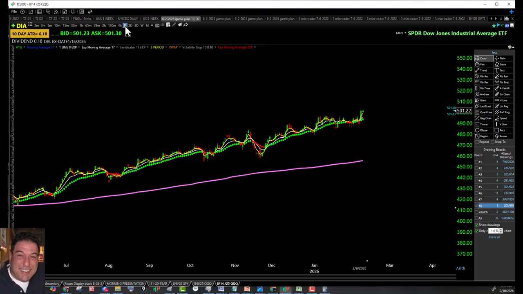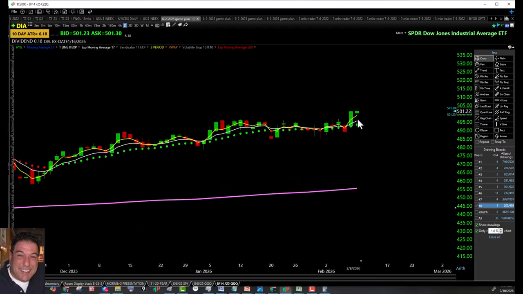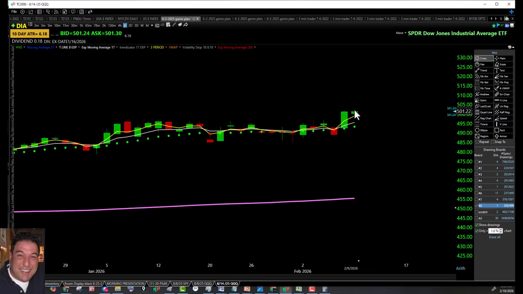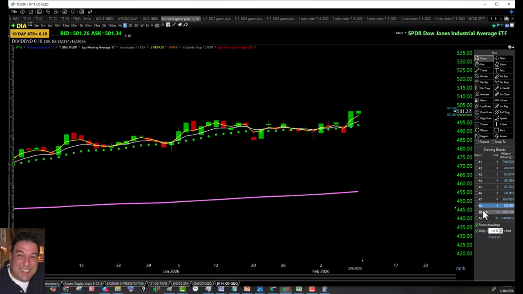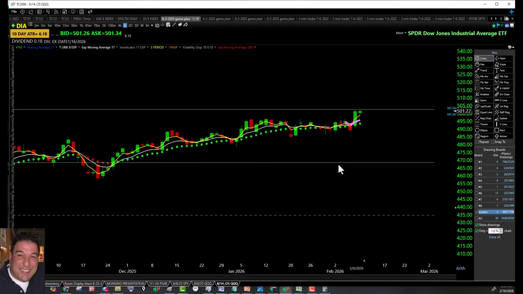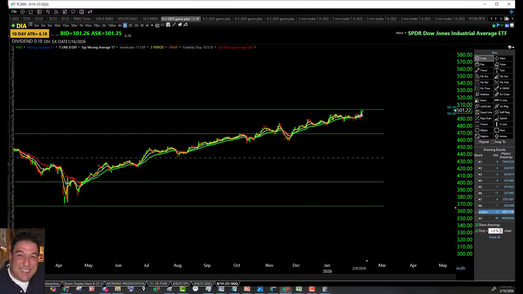We'll look at it on the daily chart. Here's Diamond Dow, makes a higher low and a higher high. So new all-time high for Diamond Dow yesterday. You can see right here, this is the April low. This is the new all-time high for Diamond Dow. IWM, this is the Russell 2000.